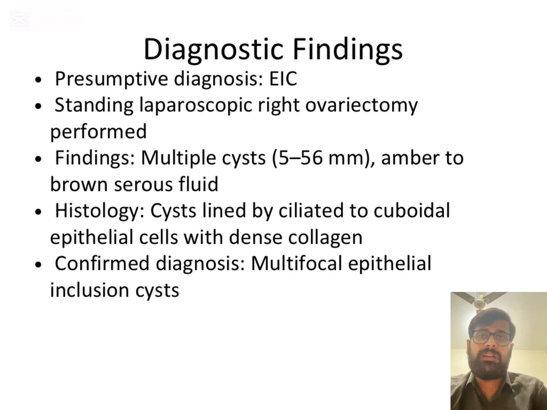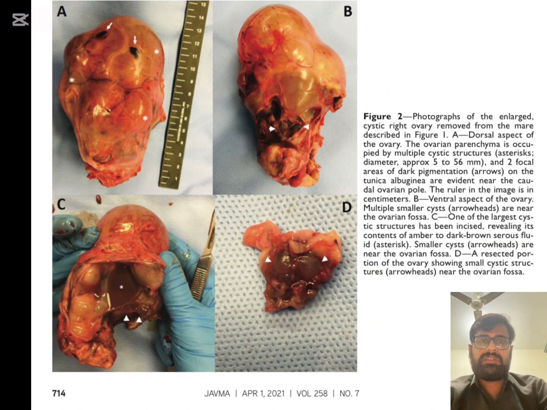The ovary contained multiple cysts with amber to dark brown serous fluid. Histopathology revealed cysts lined by ciliated to cuboidal epithelial cells surrounded by dense collagen, confirming multiple epithelial inclusion cysts. This image displays the enlarged cystic right ovary, which was removed from the mare. Panel A shows the dorsal aspect. Notice the significantly enlarged ovarian parenchyma occupied by multiple large cystic structures. These range up to 56 mm in diameter.